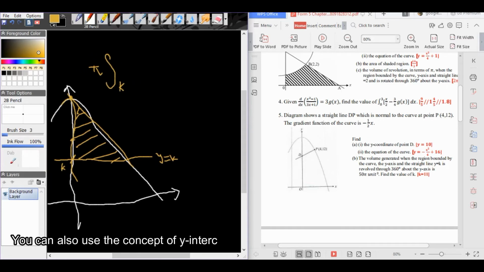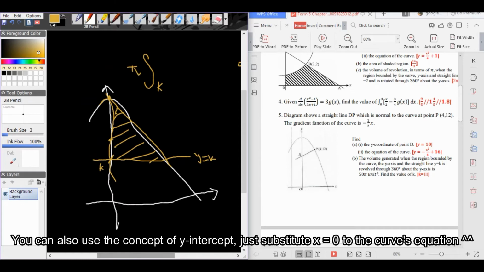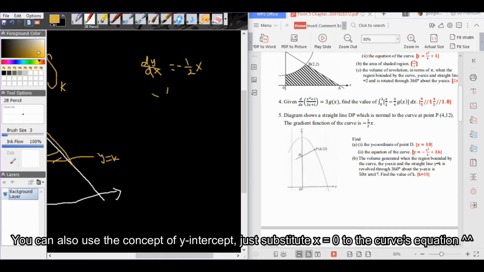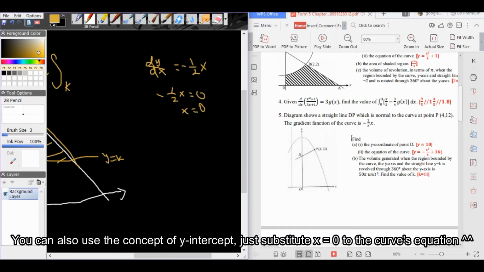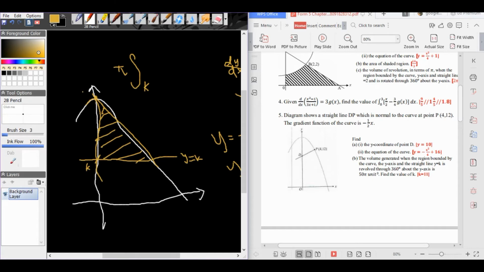How to find the maximum point of this curve? So we have dy dx equals to negative 1 over 2x. And maximum point is when dy dx equals to 0. So you let negative 1 over 2x equals to 0. So x equals to 0. Then from A2, we found that y equals to negative x squared over 4 plus 16. So when x equals to 0, y equals to 16. So the highest point here is 16.